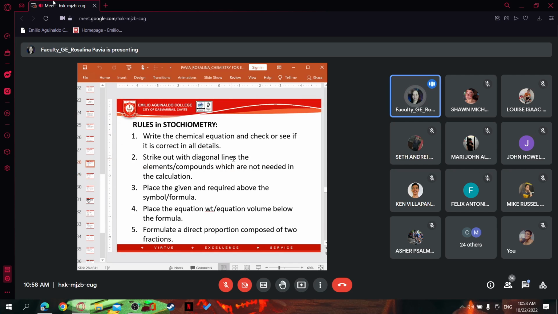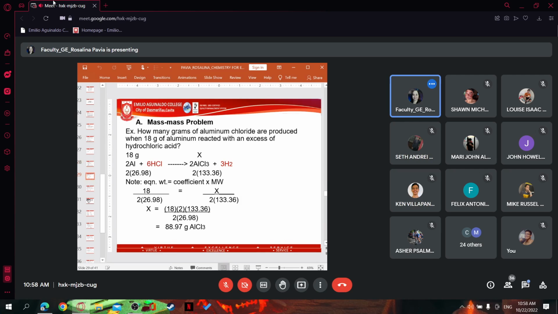Strike out with diagonal lines the elements or compounds which are not needed in the calculation. But instead of striking out with diagonal line, I just highlighted it. Meaning they are not relevant to the calculation. So we will just play around aluminum and aluminum chloride. Okay? Next step.